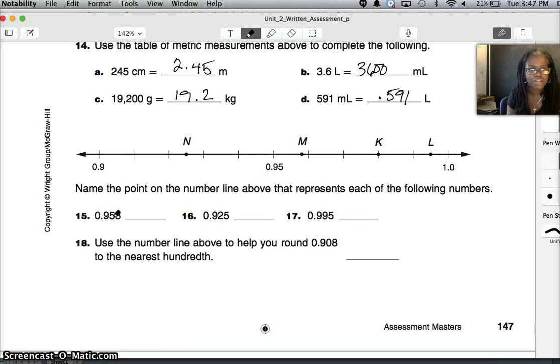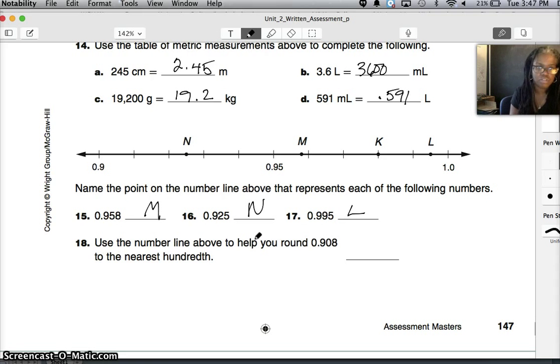Over here, let's see. So if I have 0.958 or 958 thousandths, I need to look over and see where that would be. And I'm confident that that would rest after the 0.95, but not that far up, not at K or L. I'm really confident that that's at M. It's just a bit away. 9.25 is going to be between the 0.9 and the 0.95, so that's N, and 0.995 should be pretty close to 1.0, and I would get L here.